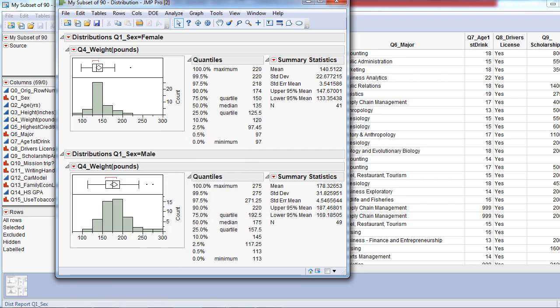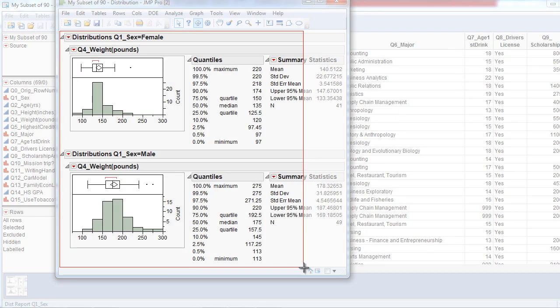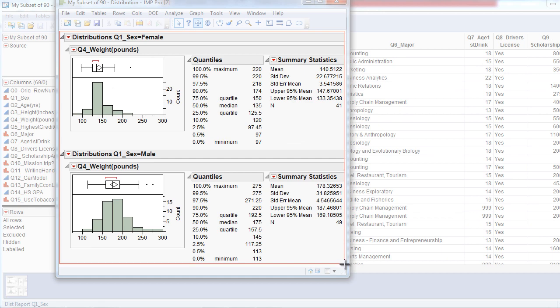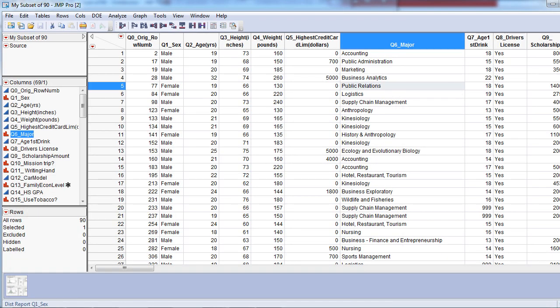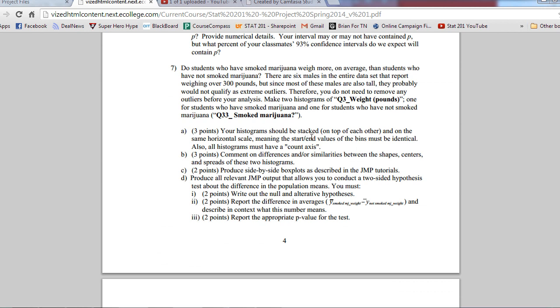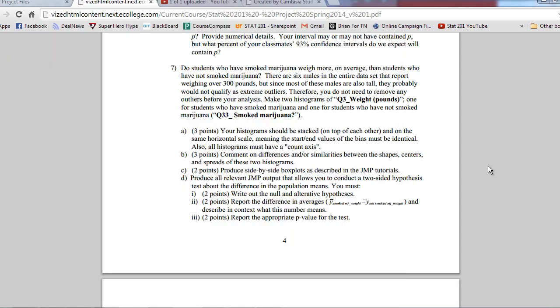So we have our stacked histograms right here. Everything looks to be nice and neat. Let's take a little picture of this. And there we go. Going back to what we have right here, make stacked histograms. The bin widths should be identical, and they should have count axis, and we have that. The bin widths are identical, the range down here at the bottom is identical, and we can see that the males definitely weigh more than females.